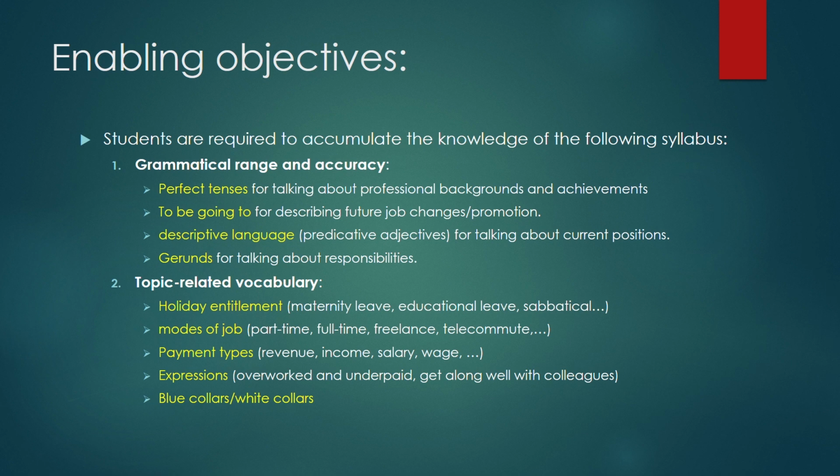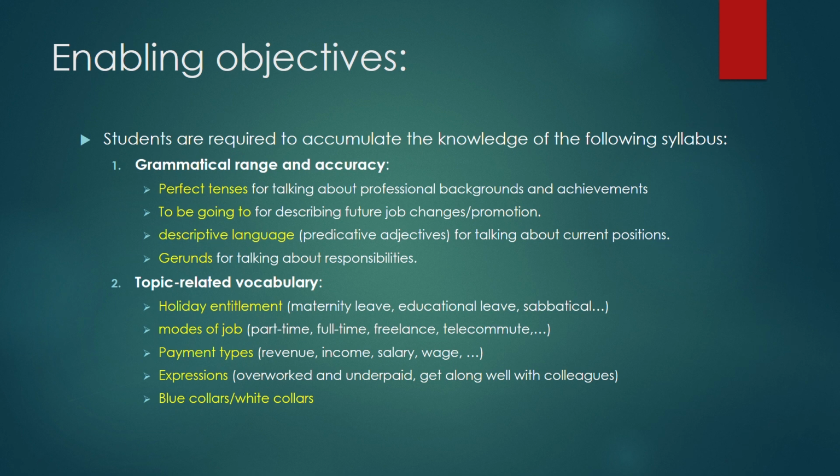Be going to is another verb form, or mode, which is used for talking about future changes. If you're going to have a job promotion, this is the verb form you have to go for. For example, I have been working as an engineer for about 10 years, but soon I am going to be promoted. I am going to become a senior engineer, a senior manager in my own division. So for promotions and changes in our future career life, we will use be going to.